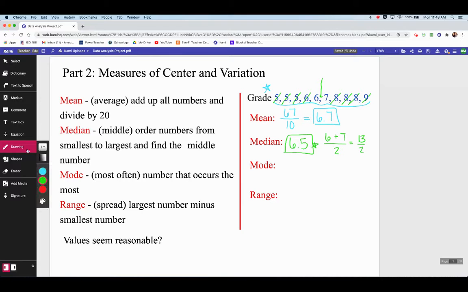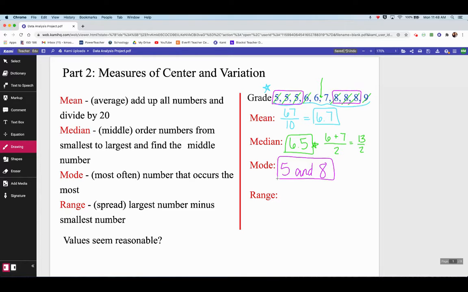Your mode would be the one that's listed the most often. If I look at my data, I have 3 5th graders I talked to and 3 8th graders that I talked to. You could have multiple modes, you could just have one, you could have more than 2, I guess. It's just whichever one is listed the most. So I have 5 and 8 in this situation.